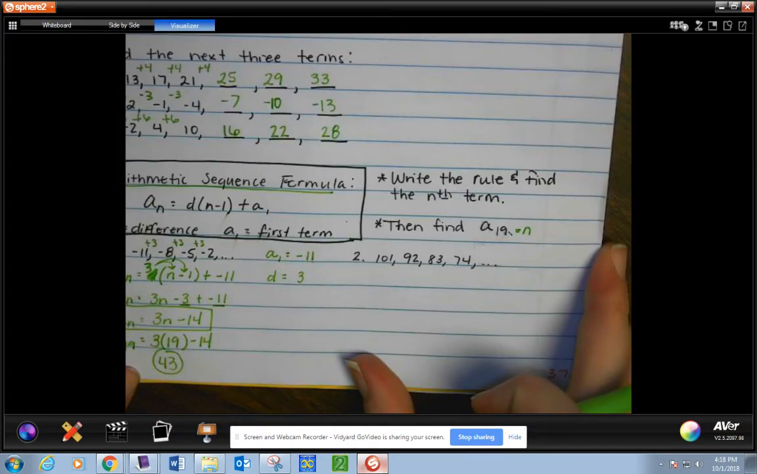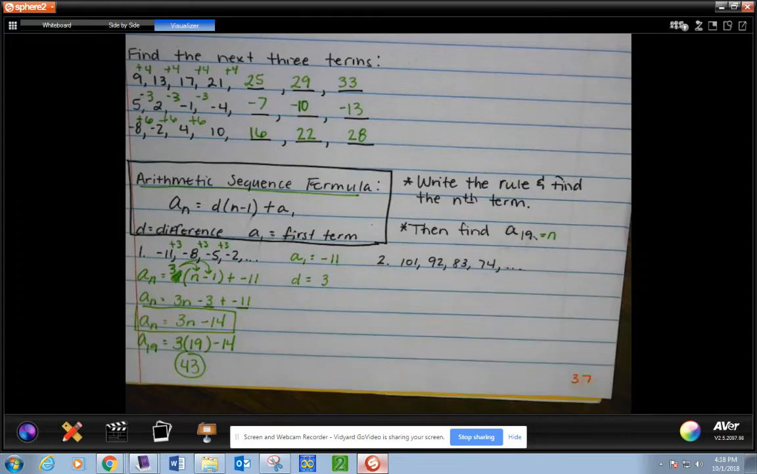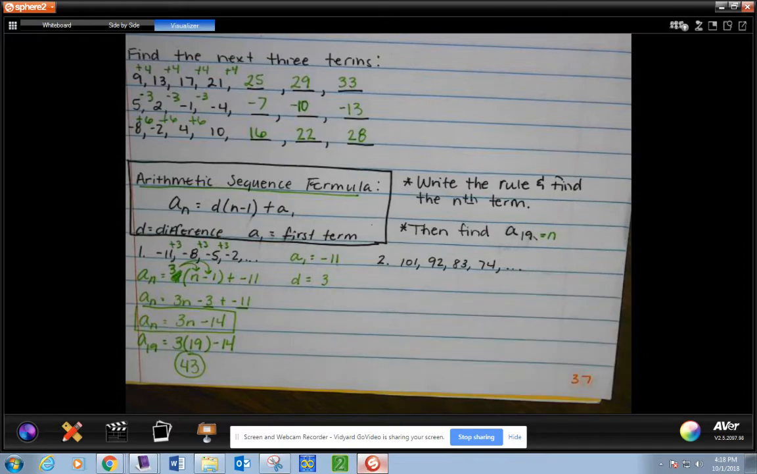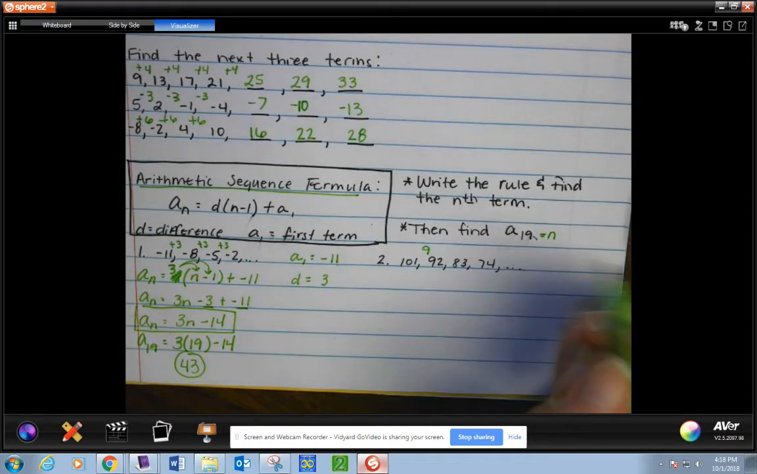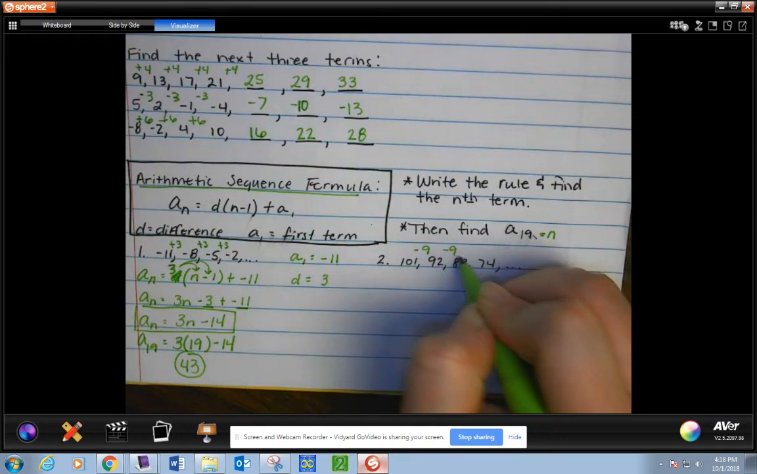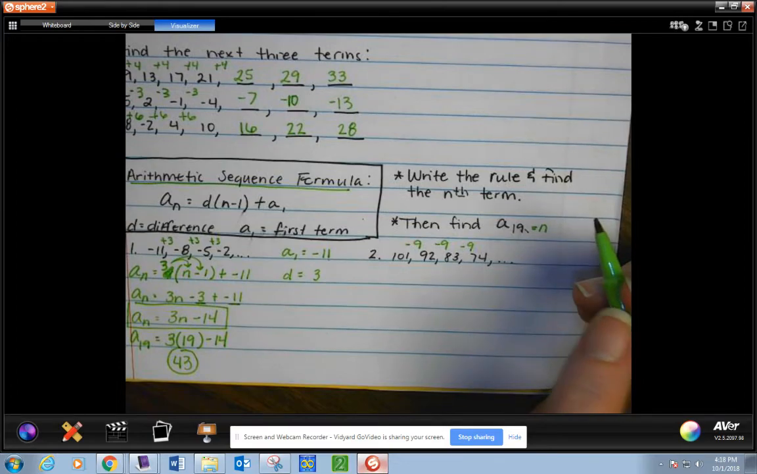Okay, for the second problem, we're going to do the exact same thing. I have 101, 92, 83, 74. So now my numbers are getting smaller. If they're getting smaller, take the first number and subtract the second number. So 101 minus 92 gives me a difference of 9. And since I'm decreasing, it's negative 9. Well, 92 minus 9 gives me 83. 83 minus 9 gives me 74. So I have a constant difference.